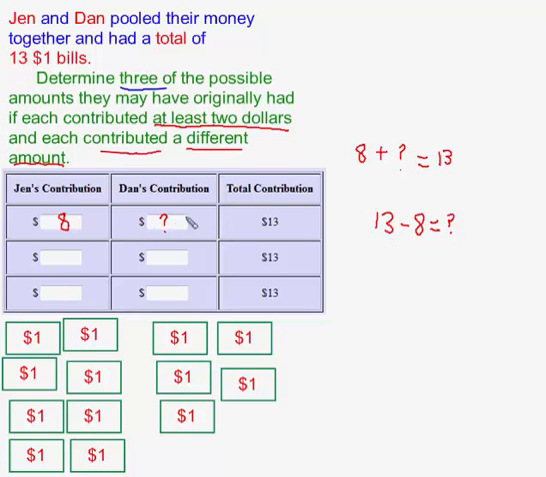Two parts added together gives you a whole, or you could think of it as if you took the whole, that's all of these, and took away part, that would leave you the remaining amount. The way I've set this up though, you can see that to get the amount that Dan contributed, you could simply count the remaining amount. There were 13 to start with. Disregarding the 8 that Jen already gave, leaves me the amount that Dan gave here, $1, $2, $3, $4, $5.